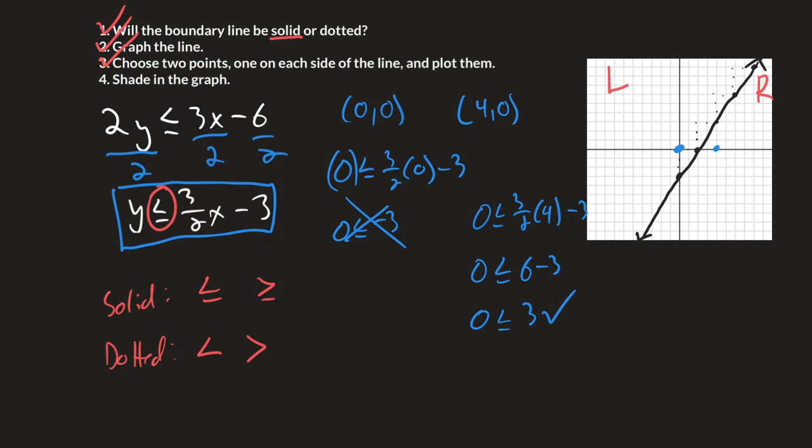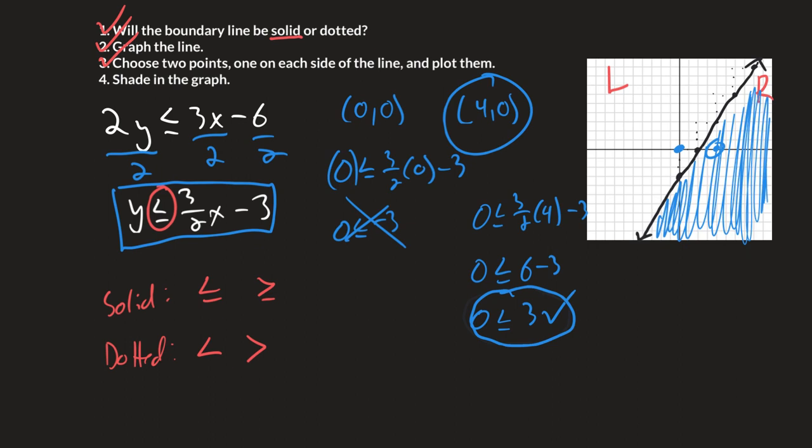And now what that helps us do is then number 4 is shade our graph. We want to shade on the side where this was true, and where that was true was at 4, 0, which is this point here. So we're going to shade everything beneath the graph. And that's how you complete the 4 steps for these problems.